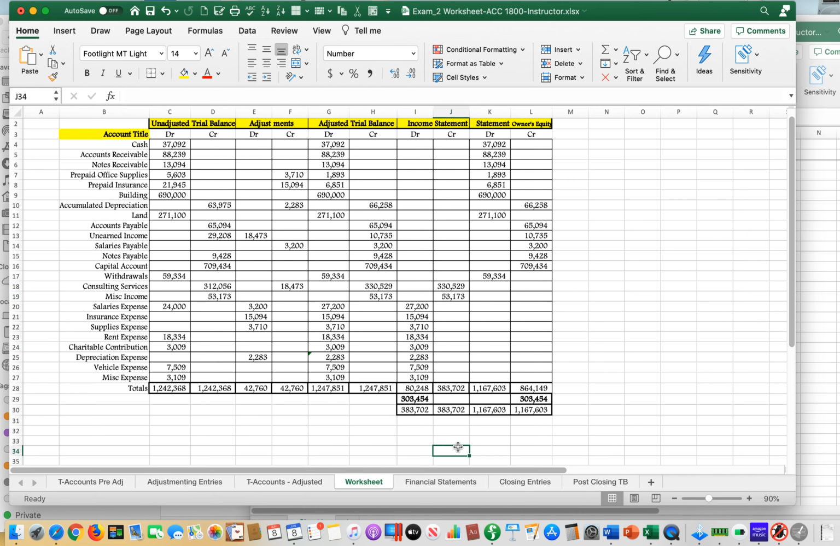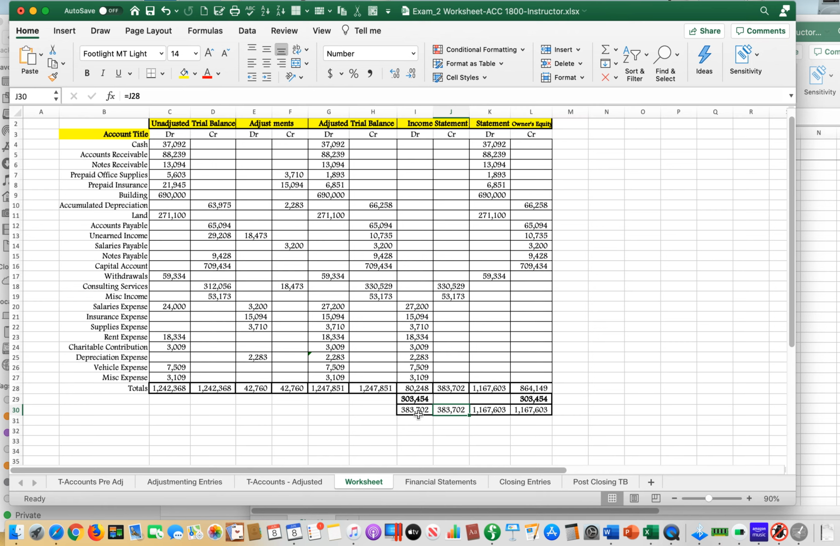Now notice this, as I've said before. Now you're going to add up all your debits and you're going to come to $80,248. And you're going to add up all your credits and you're going to come to $383,702. They don't balance, they don't match. Here's the rule. Remember this. Bring down the larger of the two numbers. $383,702, you bring it down right there.